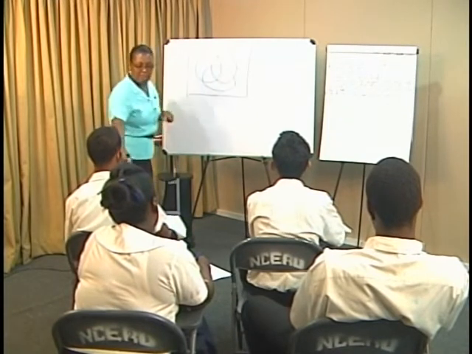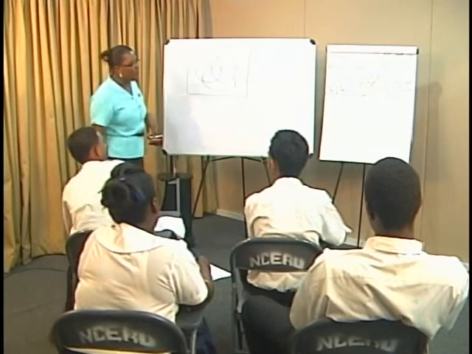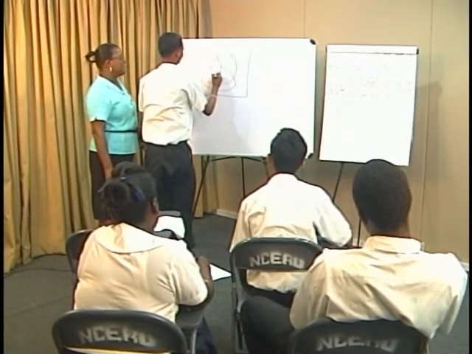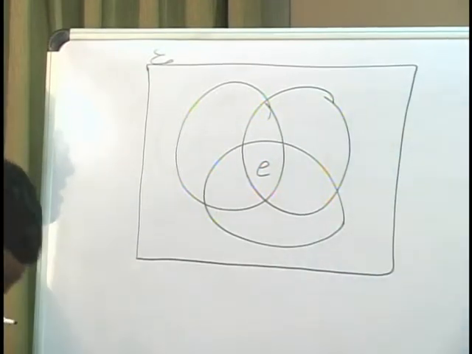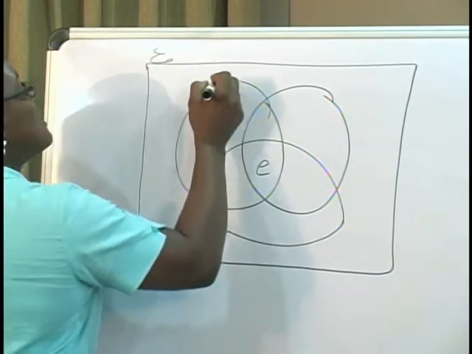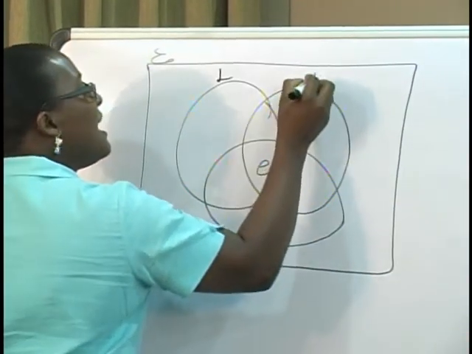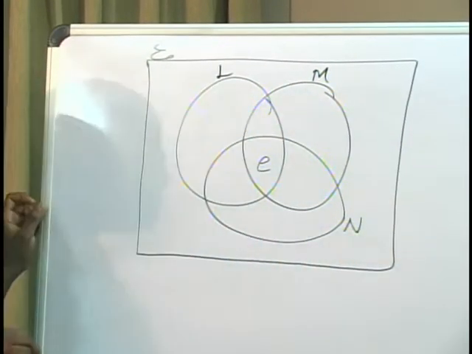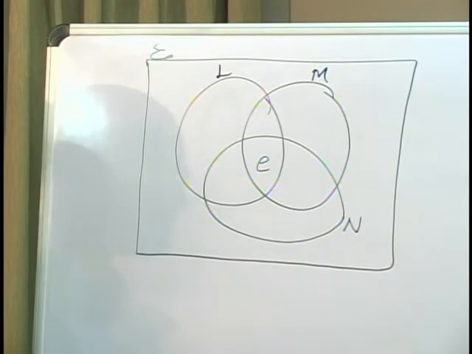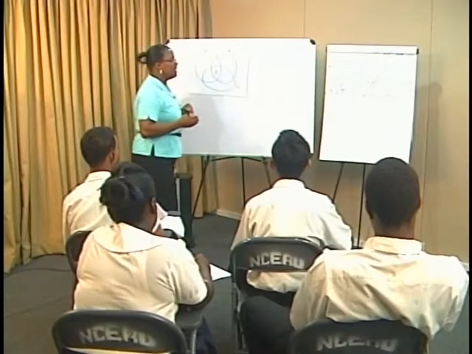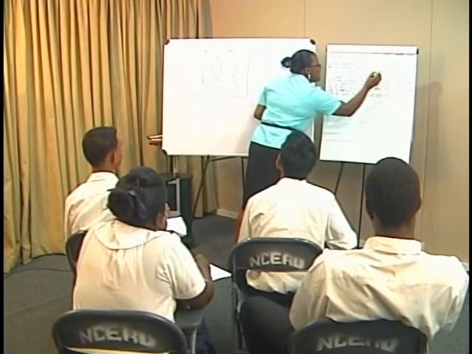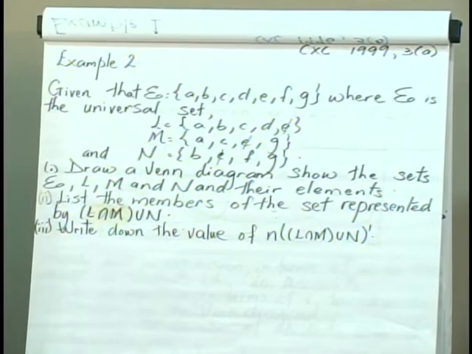Come, Damien, put in E for me quickly. Where would E be? Thank you very much, Damien. But before that, we should have named our sets L, M, and N. Now let's go again. So we're going to strike off our E, because E has already been taken care of.